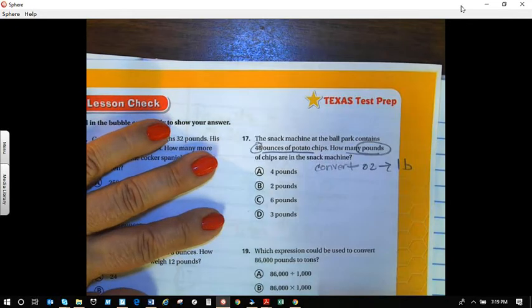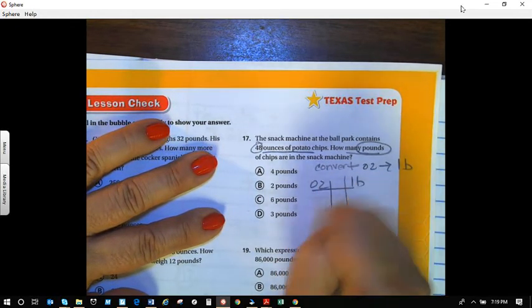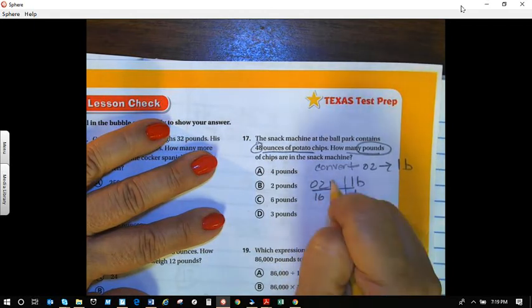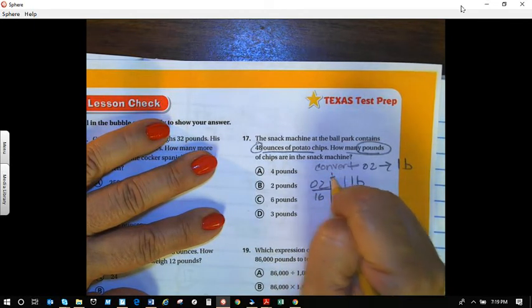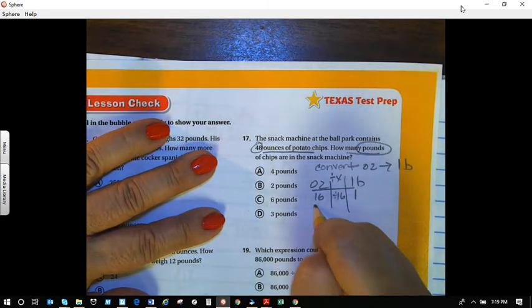So I immediately did that. I can actually just do it here. I already know ounces to pounds, that there's 16 ounces to 1 pound. And my rule, do I multiply or divide? I'm going to divide by 16. So 48 divided by 16 equals what?